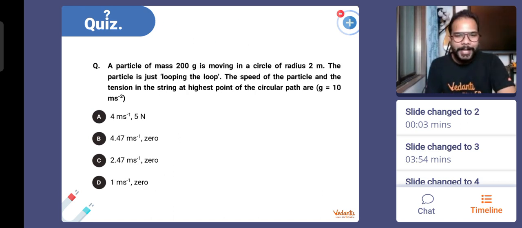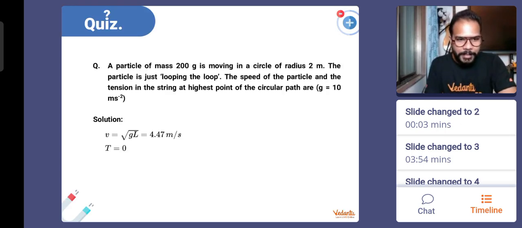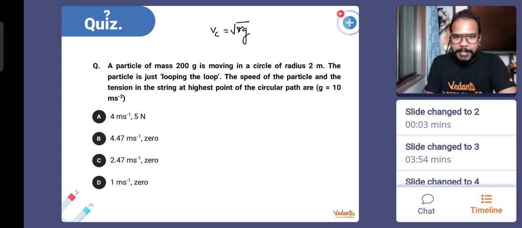Okay, one more. Quickly, everyone. This is done. This is left. So a particle of 200 grams is moving in a circle of radius 2. The particle is just looping the loop. Just looping the loop means VC is equal to under root of RG. Let me confirm, every time I mess up. Yes, that's it. It is the under root of RG case. VC, the topmost point, is under root of RG, and we need the speed of the particle and the tension in the string at the highest point. Only VC is asked, everyone. You have to find out the velocity at c and tension at c.